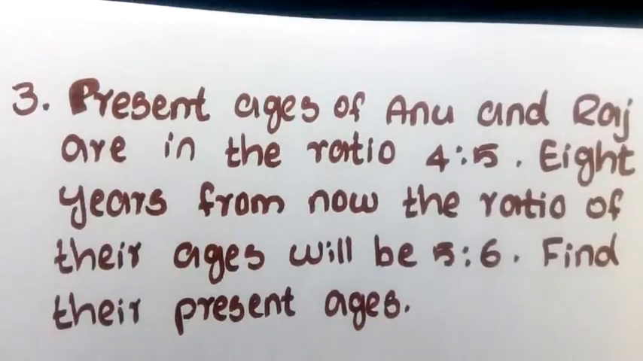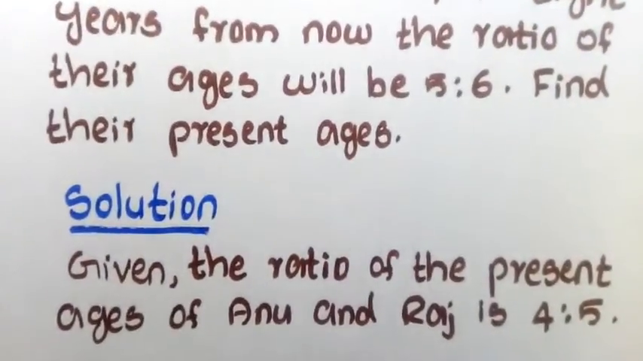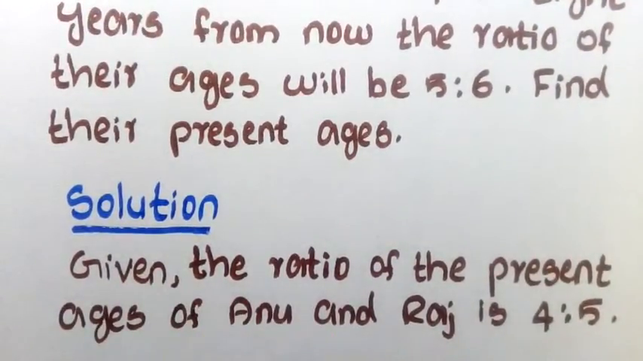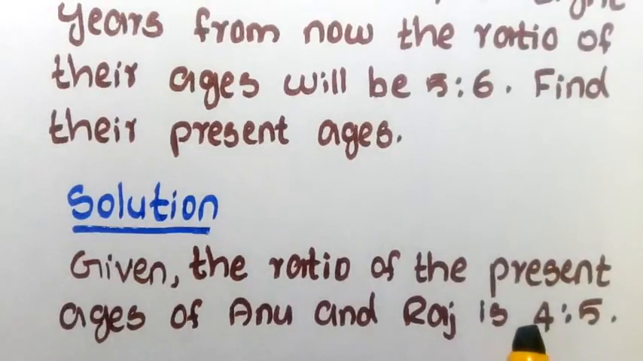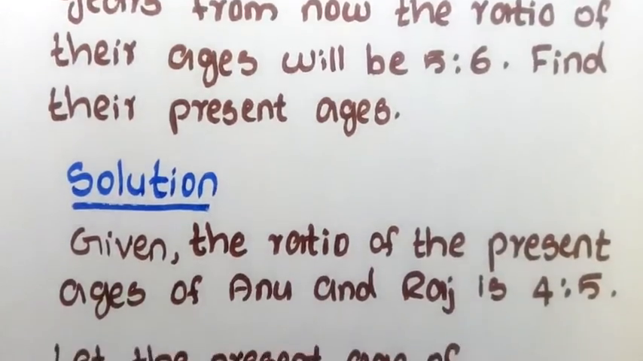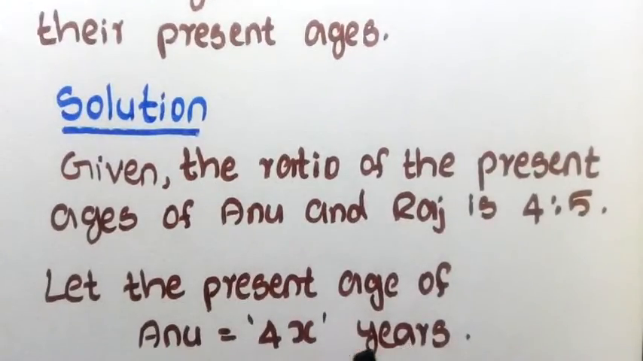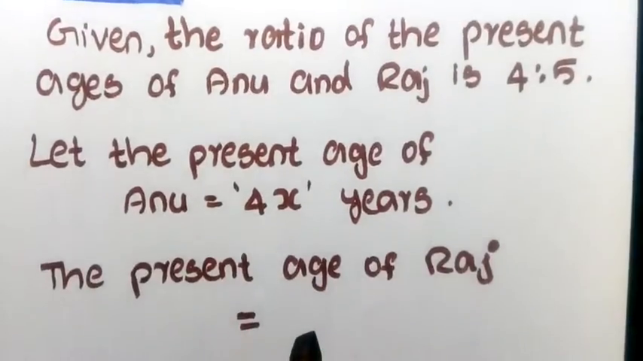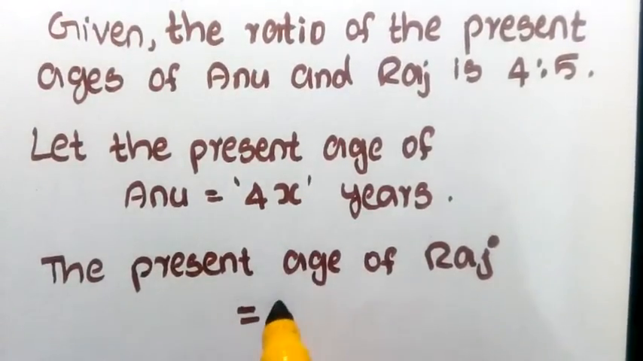Let us check the solution. Given the ratio of the present ages of Anu and Raj is 4:5. This is the first condition. So, the present age of Anu is equal to 4x years. And the present age of Raj is equal to 5x years.